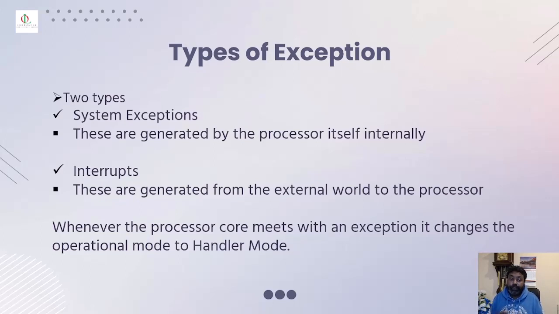Whereas interrupts are the ones created from outside the processor. They can come from the peripherals, and they can come from other sources outside the processor. That's called an interrupt. Whenever the processor core meets with an exception, it changes the operation mode to handler mode. As you learned from the previous session, whenever a normal program runs, it runs in thread mode. So when an exception happens, it changes from thread mode to handler mode. That's what an exception is.